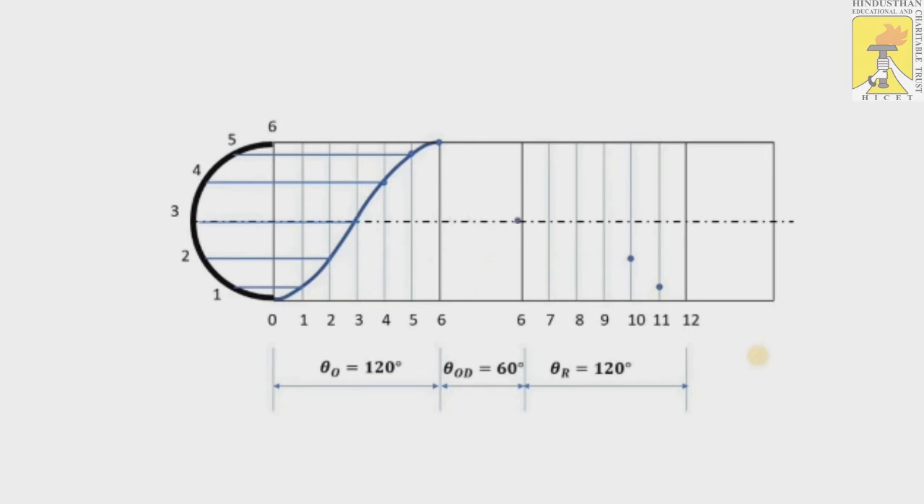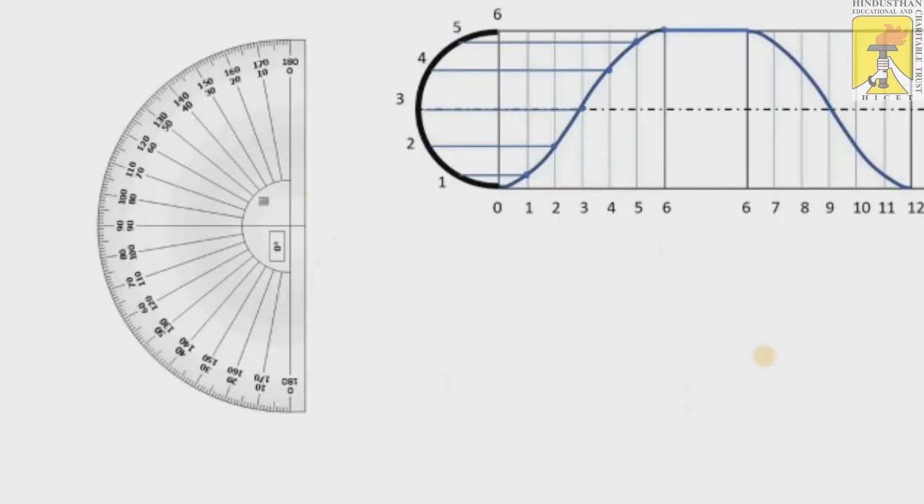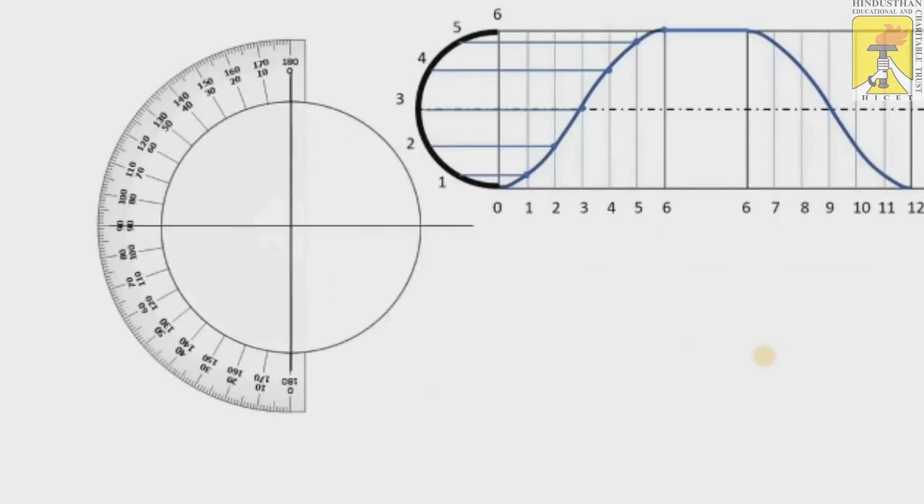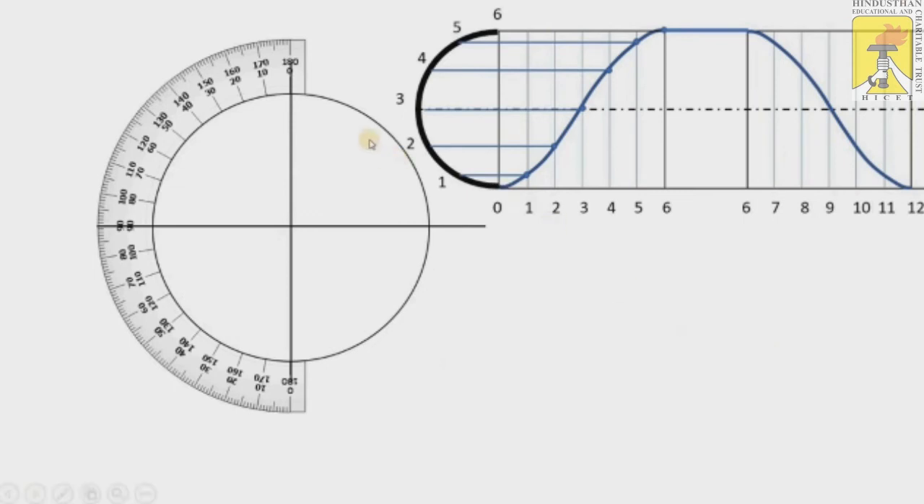Again 2 to 10, 3 to 9, 4 to 8, 5 to 7 and 6 to 6. We have to plot the points, make it a freehand sketch, and join the entire thing. So this is the displacement diagram of a simple harmonic motion. After completion of the displacement diagram, we have to draw the cam profile.